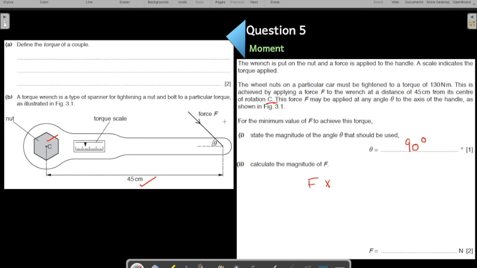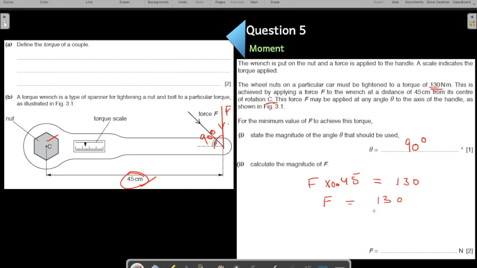That force, let's say that that particular force which is applied at 90 degrees is F. How would this force look like? I'll show you as well. This force would look like this. And the theta would be for that particular force 90 degrees. Let's say that this force is F times the perpendicular distance 45. Now 45 is in centimeters, so let's convert it into SI units. So 0.45 should be equal to the torque that they want, 130 newton meters. All you have to do is to solve this question now.